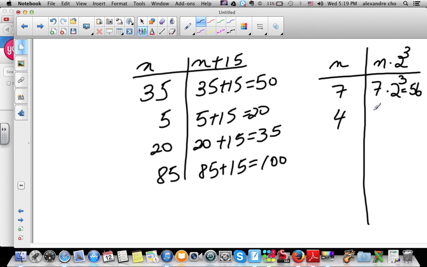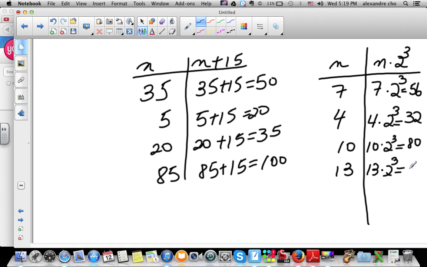What about 4? Go 4 times 2 to the third power. 2 to the third power we just found out was 8, times 4 is 32. When it's 10, you go 10 times 2 to the third power. 2 to the third power is 8 times 10 is 80. And finally 13, which is 13 times 2 to the third power. And 8 times 13 is, I don't know, 104. Okay.